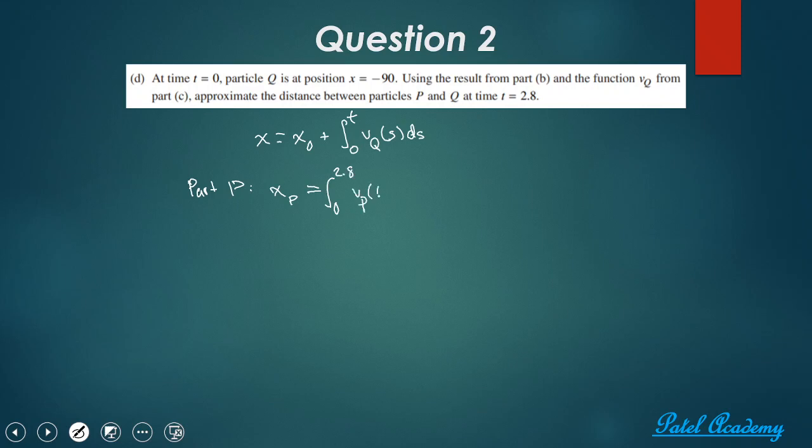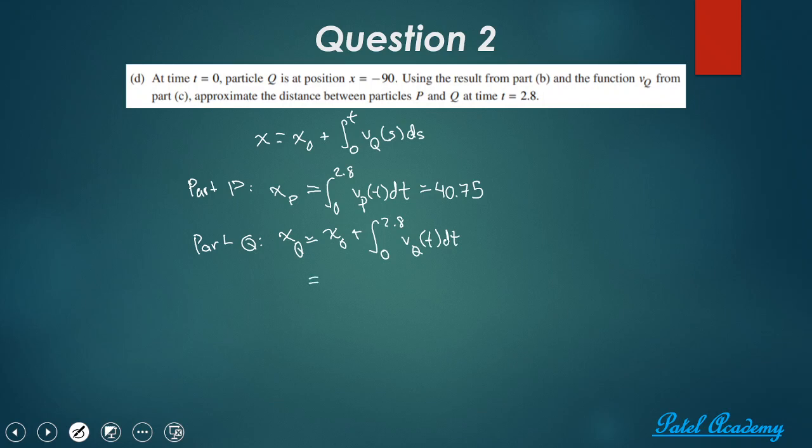In this case, it's v. And we found that out in part B as being 40.75 approximately by our trapezoidal sum. Now for particle Q, x at q is equal to x at 0 plus this same integral. In this case, I'm going to use vq at t just because we don't have a t, but in the general formula I used s. Please don't get them confused.